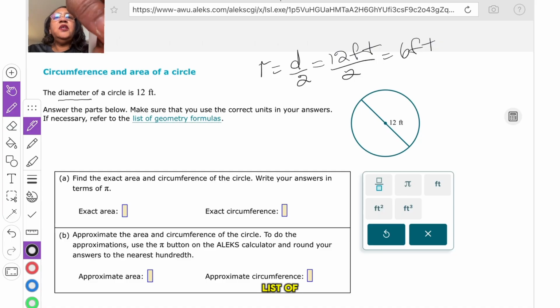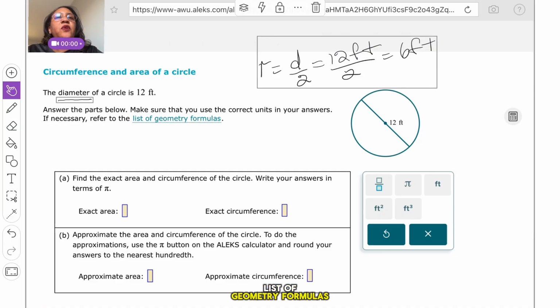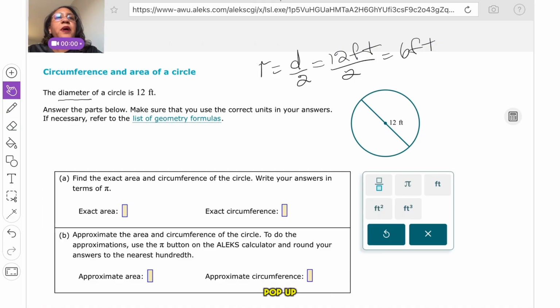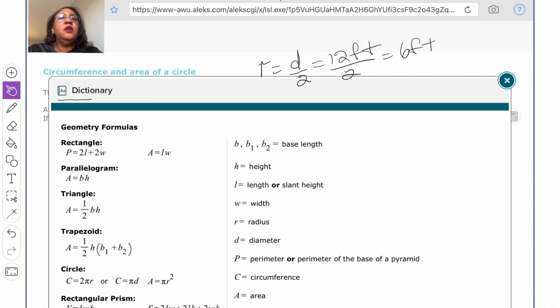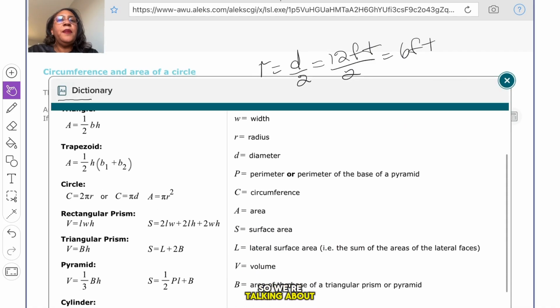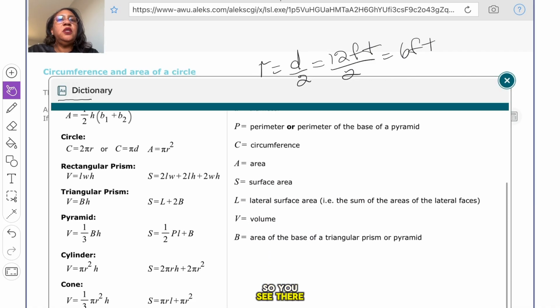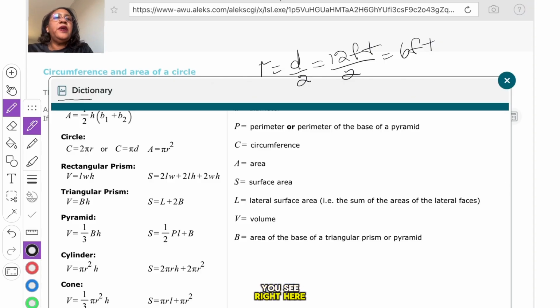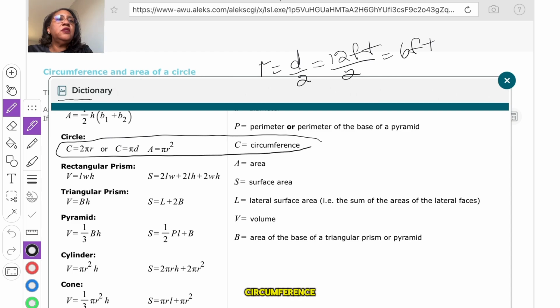We have the list of geometry formulas. Let's see if I can get that to pop up. So we're talking about the circle. You see right here, we have the circumference, and the area is here. So just be careful of what everything represents.